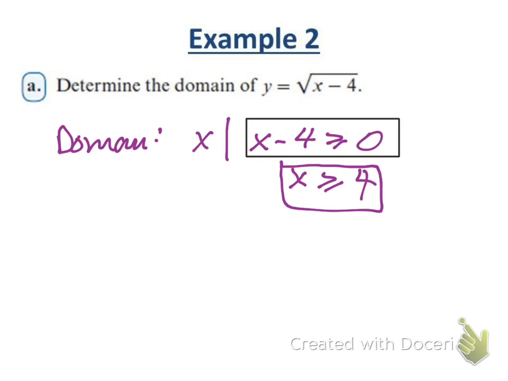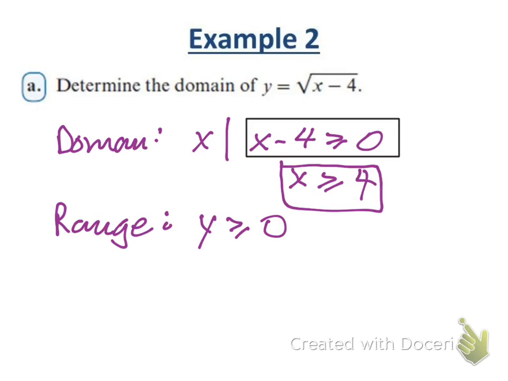This doesn't ask us to do it, but we're honor students. So what is the range of this function going to be? What y values? What can y be? Anything greater than or equal to 0. Why? Because the square root is by definition non-negative.